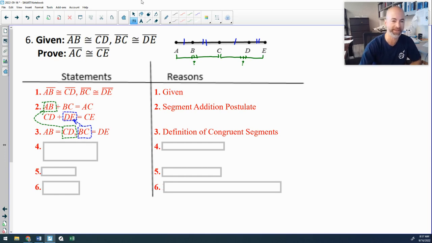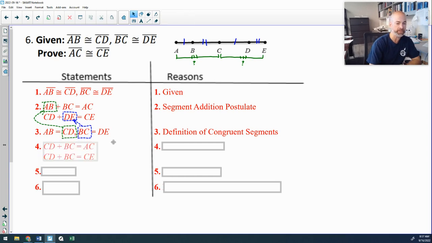And I hope that's what I did. I forgot what I wrote on my next line. I should have looked at this before I did this. And when I make that substitution, I'll have CD plus BC. When I make the substitution here, I'll have CD plus BC. And something tells me I did it the opposite way. So I may erase that. And no, that is what I did. Good. Okay. And so now when I make those substitutions, I have CD plus BC equals AC. I have CD plus BC equals CE.